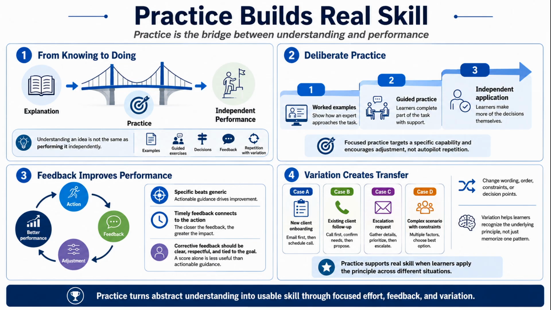Practice is the bridge between knowing about something and being able to do it. A learner may understand an explanation and still struggle when asked to perform the task independently. That gap is normal. Performance grows when learners see examples, try guided exercises, make decisions, receive feedback, correct mistakes, and repeat the work with variation. Practice turns abstract understanding into usable skill.